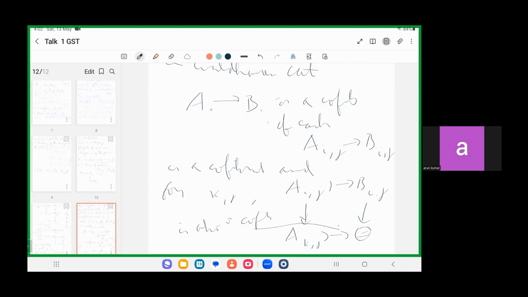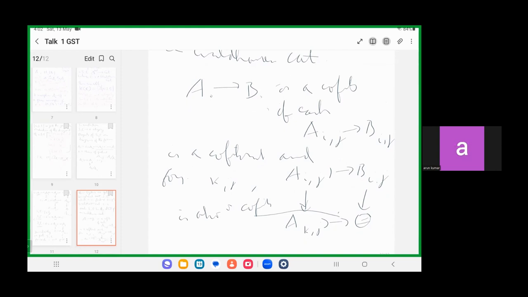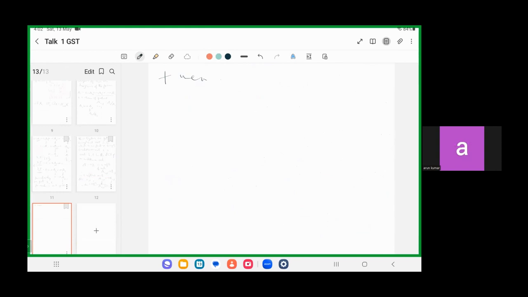Then these maps are cofibrations and weak equivalences are just level-wise weak equivalences, that the maps from A_{i,j} to B_{i,j} are weak equivalences. With these cofibrations and weak equivalences, S_n of C is a Waldhausen category.